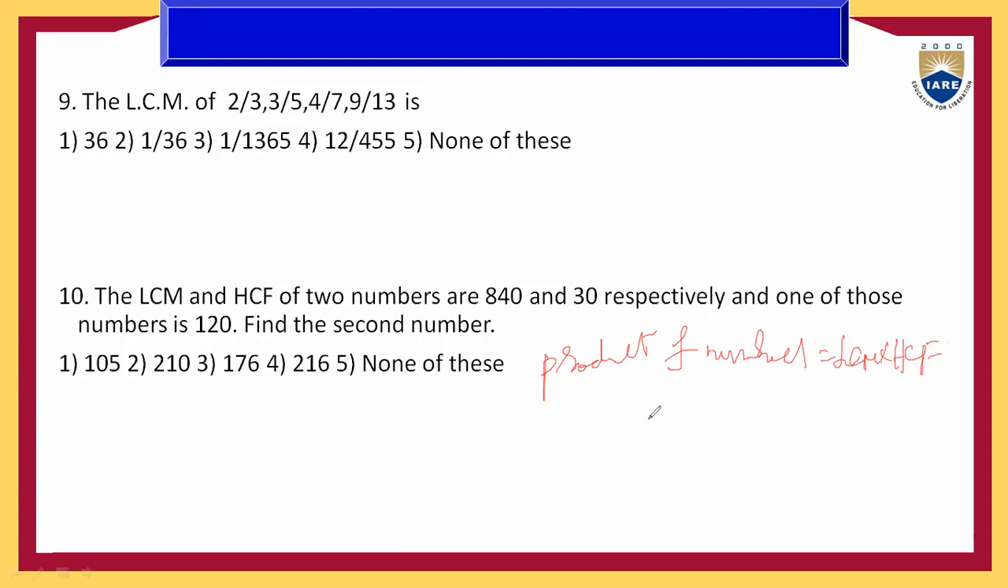Product of numbers. The two numbers here: one number is given, another number we want to find. So 120 into X equals LCM 840 into HCF 30. The zeros get cancelled, and on calculating, X, the other number, is 210. Option number 2 is the right answer.